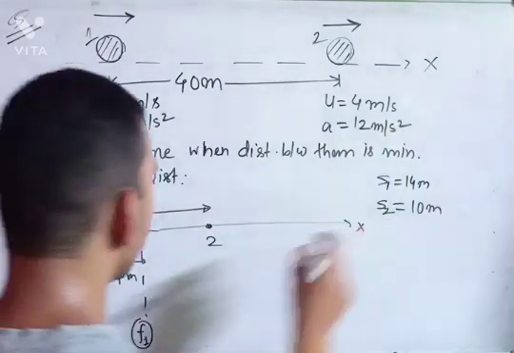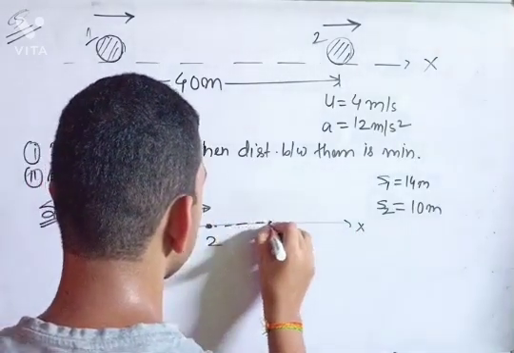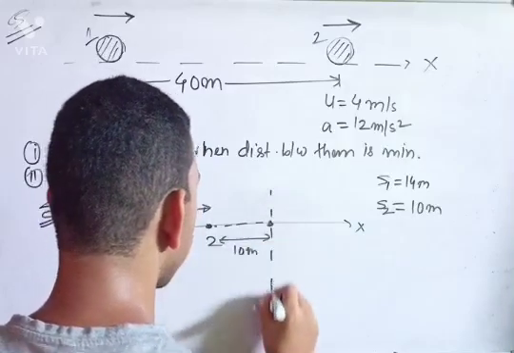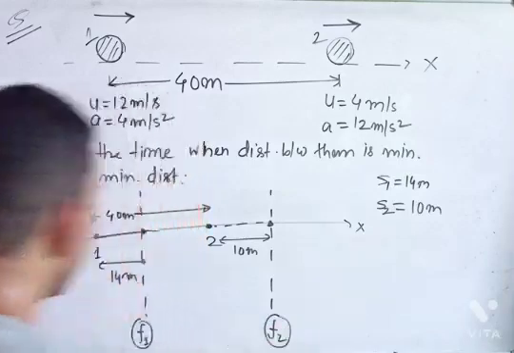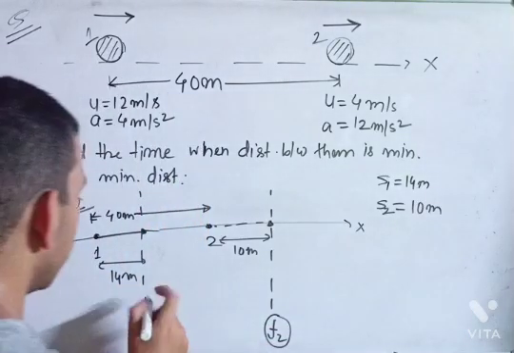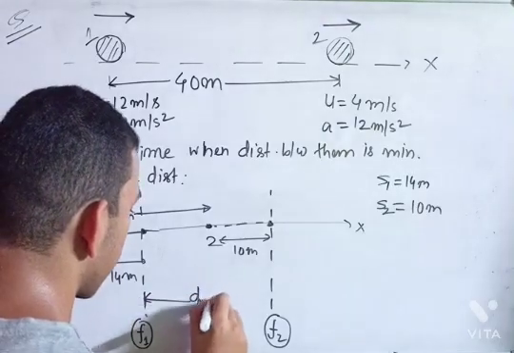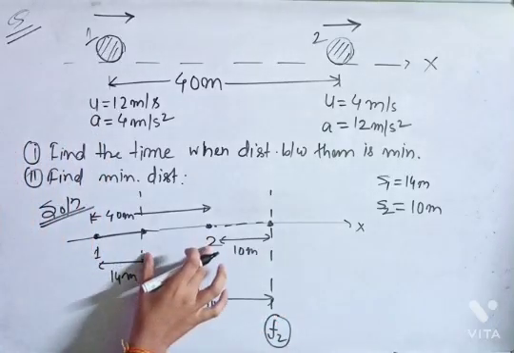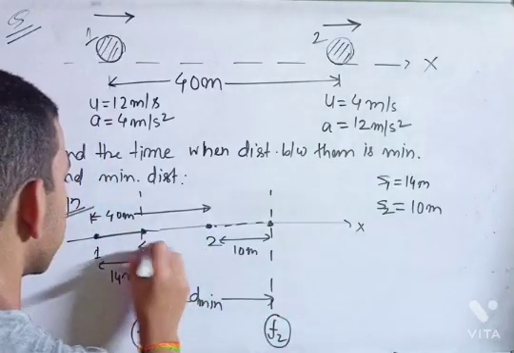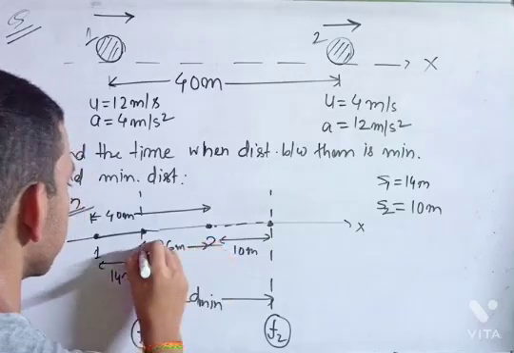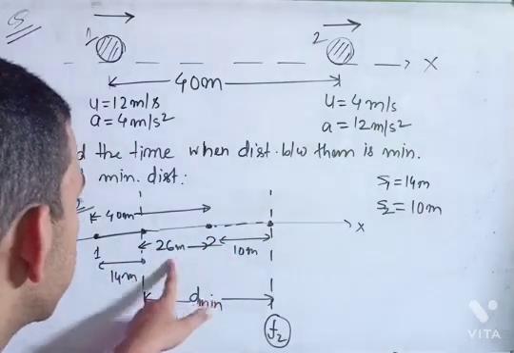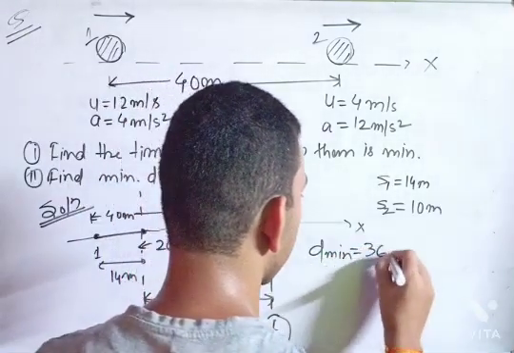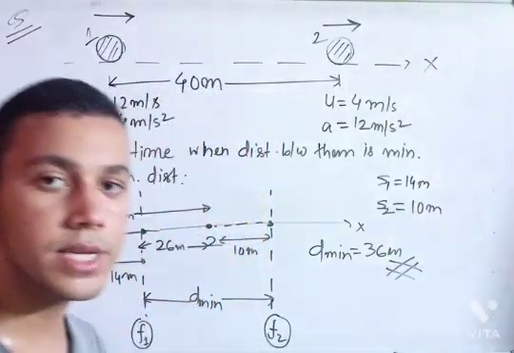And the particle 2 moves 10 meter from here. Suppose the particle 2 reaches this position and this is 10 meter. This is the final position of particle 2. Now this is the required d minimum. So here we can see d minimum is this distance plus this distance. This distance is 40 minus 14, that is 26 meter. And therefore we get d minimum is 26 plus 10, that is 36 meter. This is the answer of this question. Thank you.